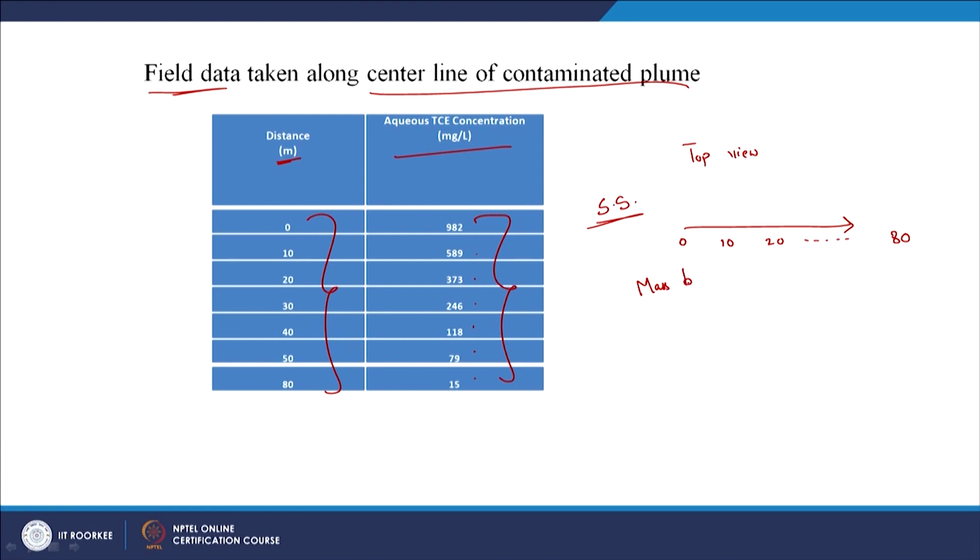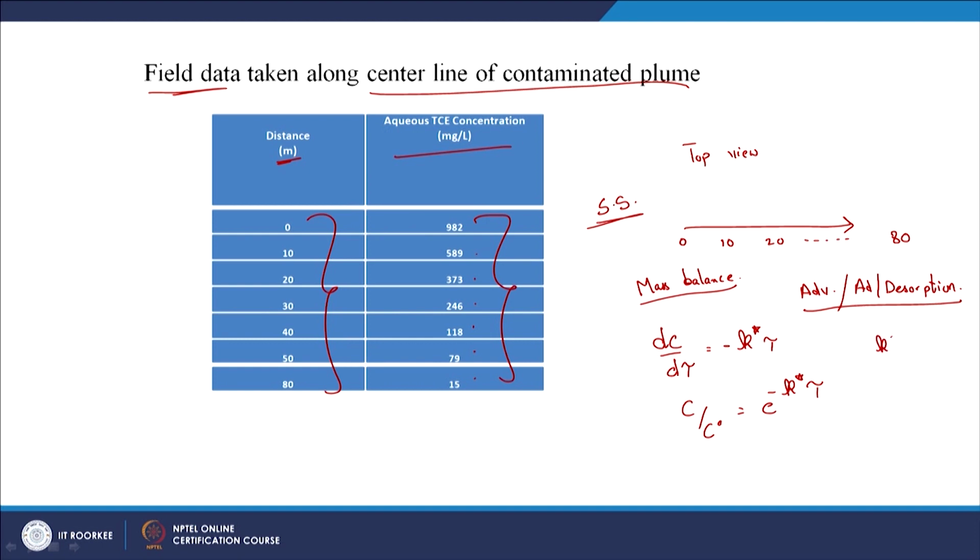So, again, this is the data that we have. But I think we applied the mass balance in the context of advection, adsorption and desorption, and obviously microbial activity. In that context I think we came up with dC by d tau equal to minus k star C, or we ended up with C by C naught equal to e to the power of minus k star tau, where k star, the observed rate constant, is equal to k by R.